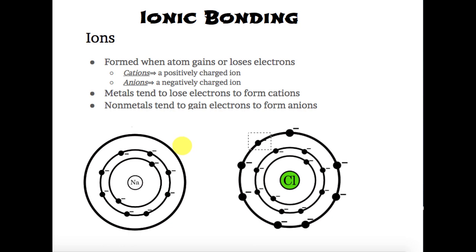Before, we talked about ions forming, but we never talked about why they form. The reason is that when we take an element like sodium and put it near an element like chlorine, chlorine has a really strong ability at pulling electrons, because remember, its nucleus is really strong, so it's going to be really good at pulling electrons.